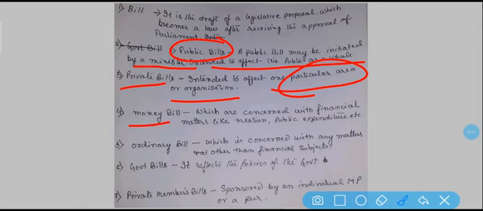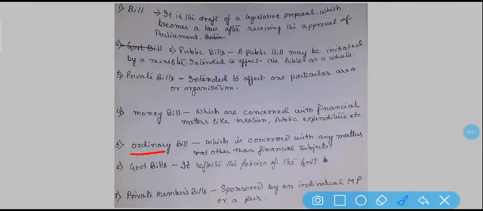Money bills means the bill which is talking about financial matters, like how much tax we have to collect, how much tax we have to give as a discount, or how much money we have to spend as expenditure in public matters and for the citizens. So everything related to finance is known as a money bill. Ordinary bills means where we discuss any other matters except the financial subject, meaning taxation. The matters related to our day-to-day life, like grocery rates and this kind of thing, are known as ordinary bills.